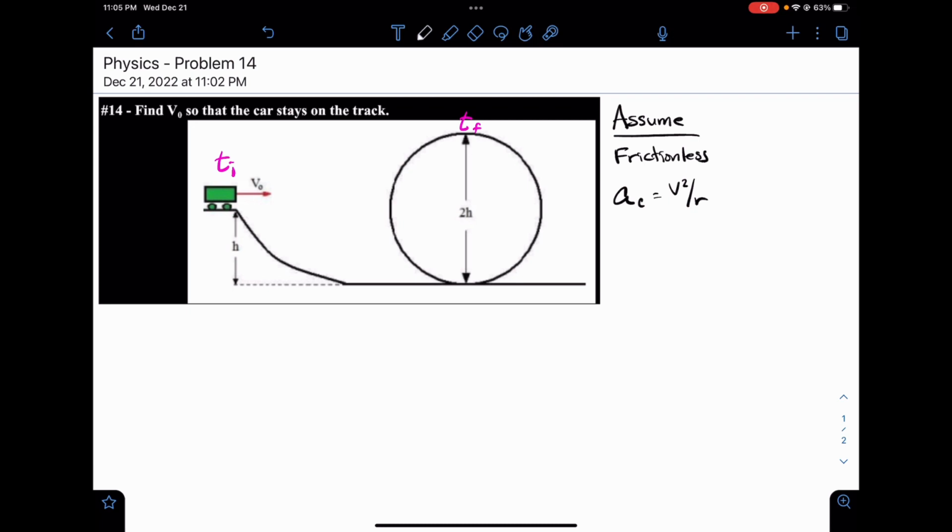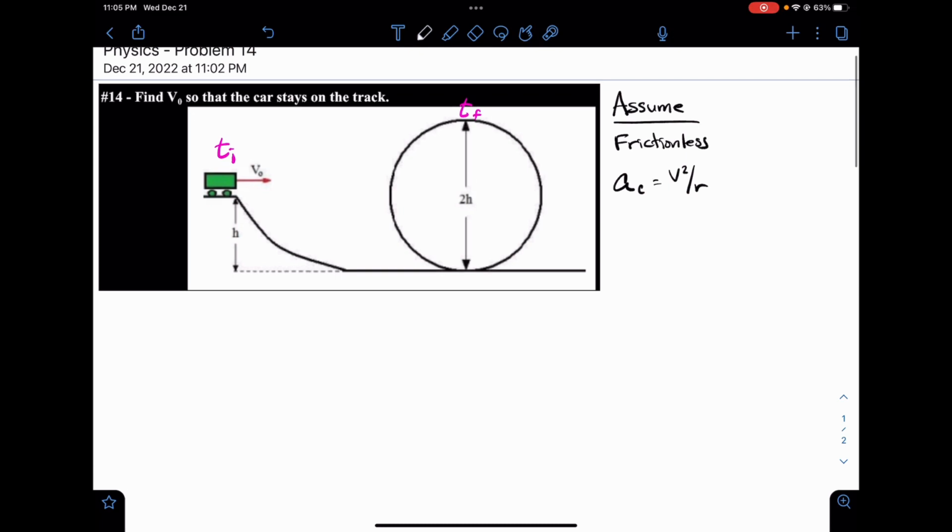So essentially, we have two state points. I'm going to call them initial and final. And we are really going to do a conservation of energy analysis here, and then we're going to have to use some other free body diagram work to synthesize that. A few assumptions I'm going to make: everything here is frictionless. That's a good assumption to make unless they ask you to work in friction, which will make it a little more complicated but doable. And then I'm just going to write the centripetal acceleration equation right there. It's going to be important, the tool we'll use later.